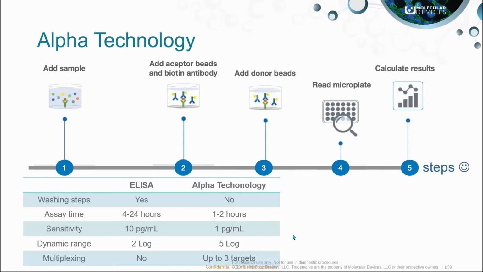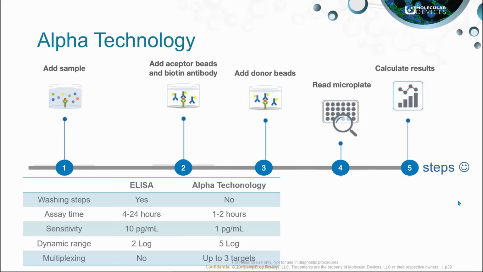An additional advantage of the alpha technology in comparison to the ELISA is the capacity of multiplexing, where up to 3 different analytes can be detected at the same time, in comparison to ELISAs, where only one analyte is detected. Also, only 5 steps are needed in comparison to the 8 steps for ELISA.